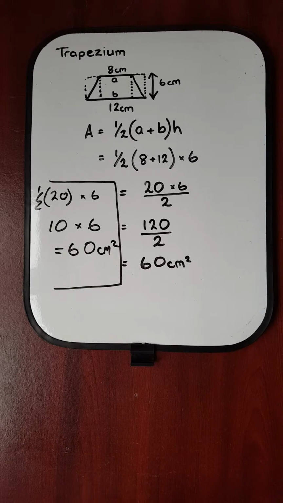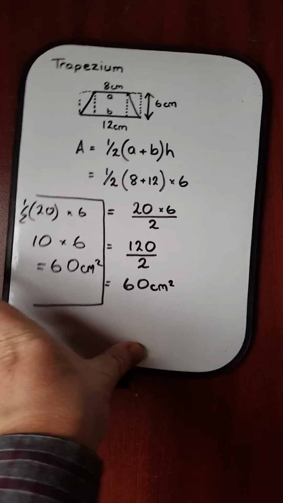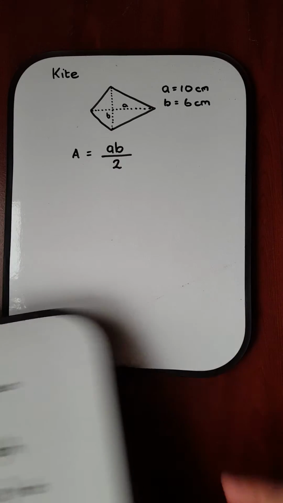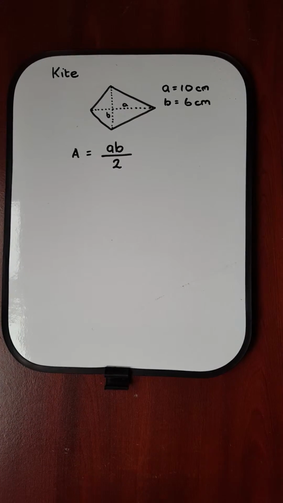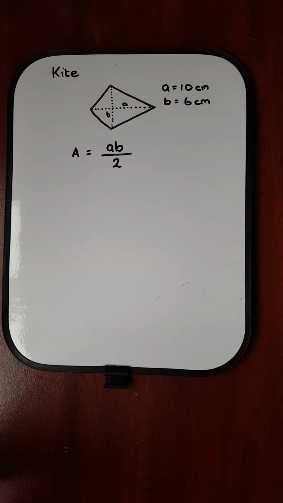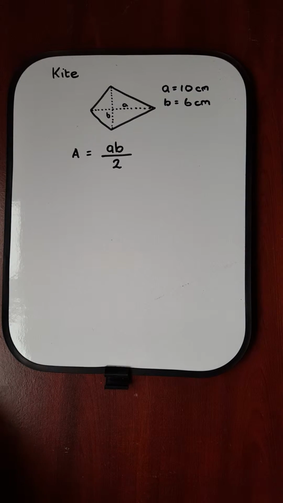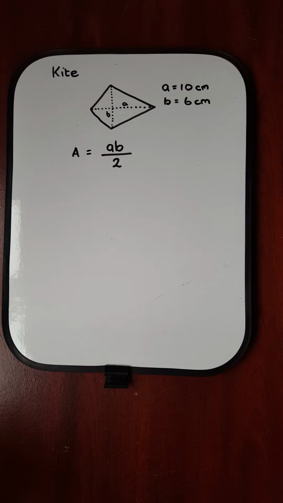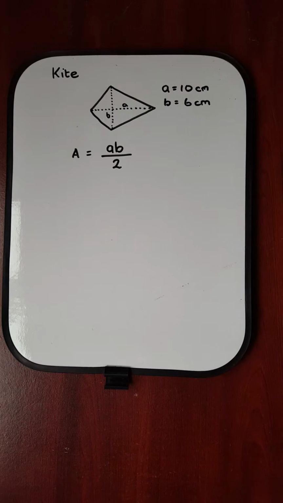Now the final one that we're going to look at is the kite. There's a kite, a quadrilateral with no parallels, two long sides, two short sides. And the lengths of the sides are absolutely irrelevant when we do the area of a kite. Completely irrelevant. What we need to know is the diagonals in the kite.